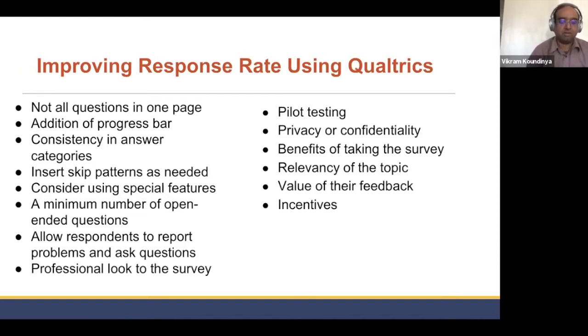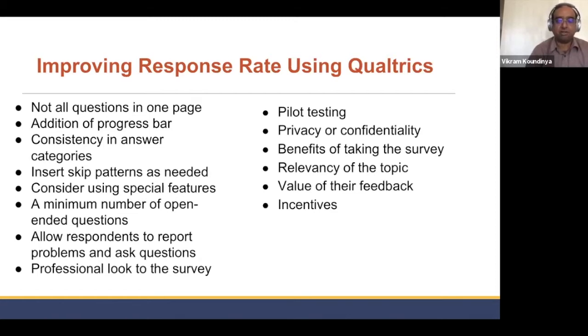And then always allow the respondents to report problems and ask questions. Maybe that can be served by giving your contact information and the mode of communication that you prefer, a phone or an email, and that you are likely to respond within a reasonable amount of time from the time you receive that email. And always have a professional look to the survey. So you can use UCNR logos that are available on our website. This makes the survey look more professional and also adds the trust factor that it is coming from a good source.